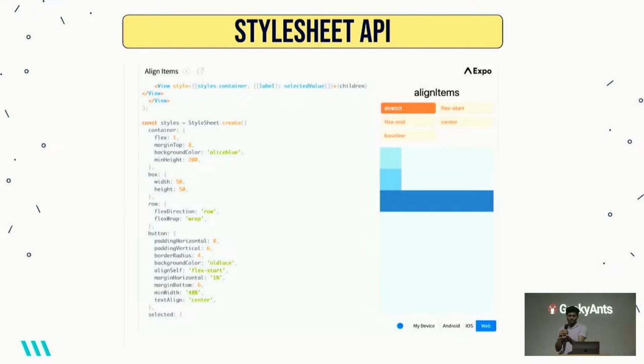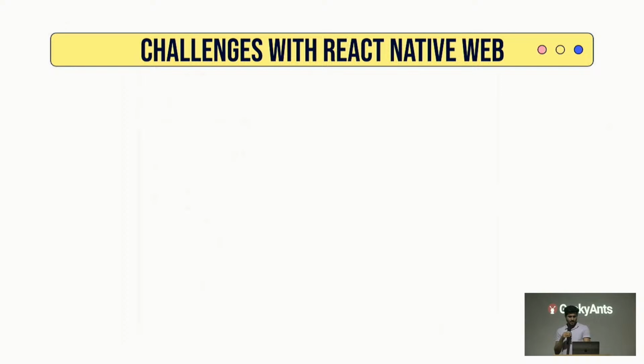Also, Rohit's UI style as well. There is a Tamagui and other libraries as well. But today we'll talk about something else. So basically, the problem comes when you write your React Native code and you want to run it on the web, right? So there are some challenges you face while writing this.